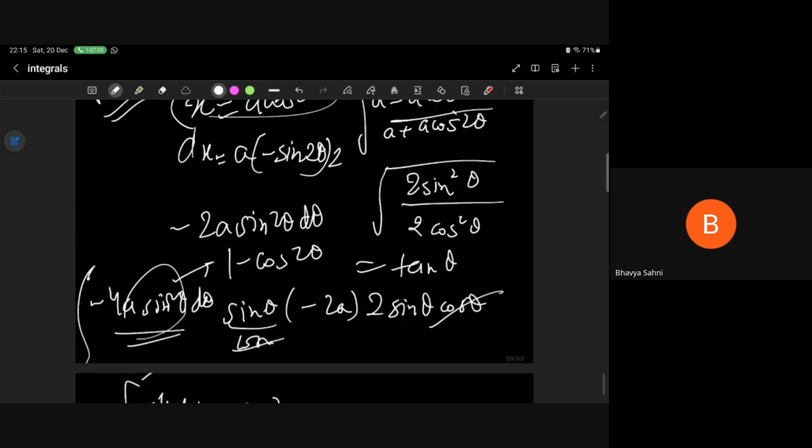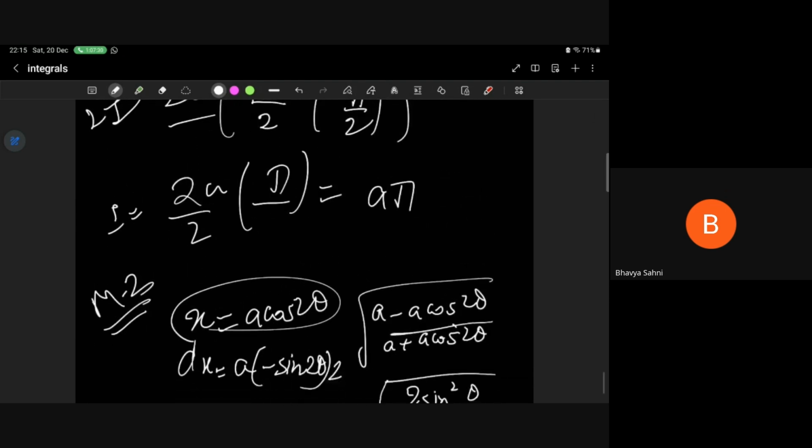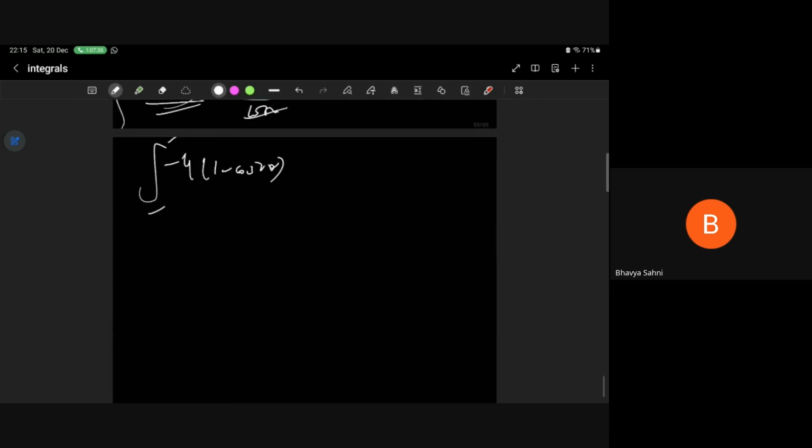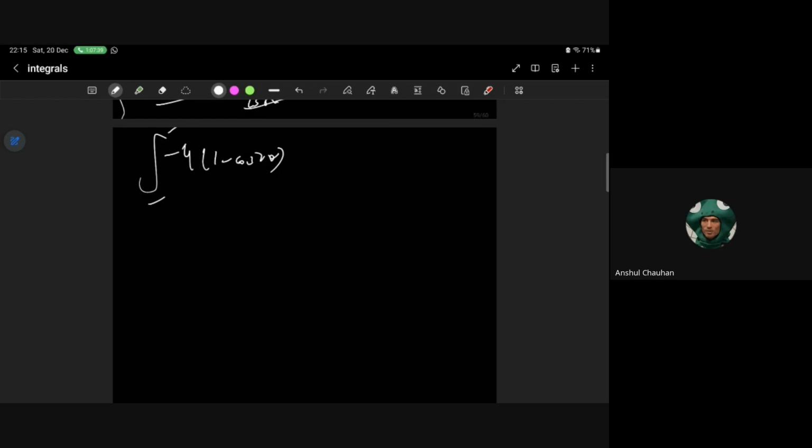Got it? But I found this method to be a little lengthy and a little more bigger, a more clumsy one. So I tried to do this way and it got solved. But you can be solve it in trigonometric approaches also. Got it? Okay, so we move up to the next chapter, which is area. Any doubt in this chapter?